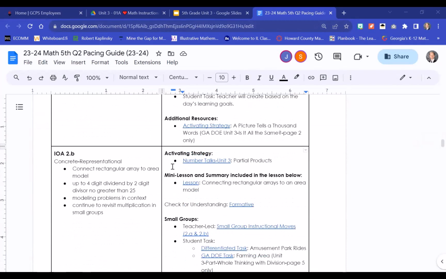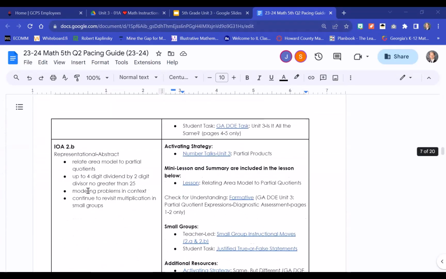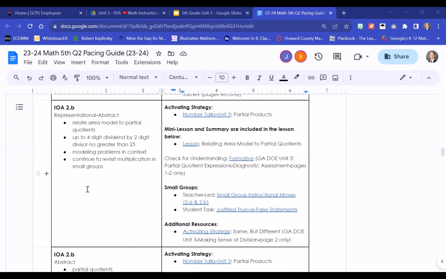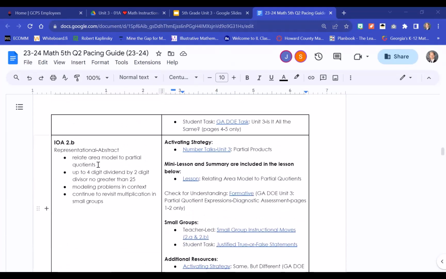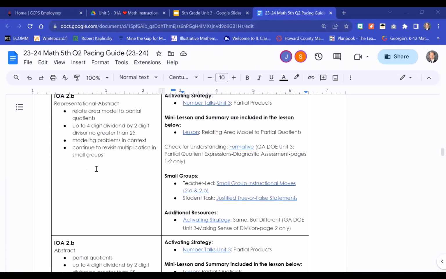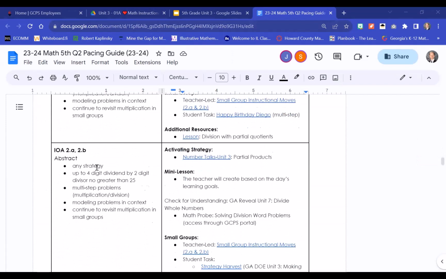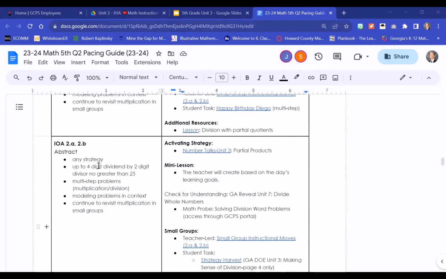Students will then explore the connection between rectangular arrays, concretely, and area models, representationally, for division. Abstract thinking is introduced through the partial quotient strategy. Just as with multiplication, you will notice that there are lessons that bridge concrete to representational and representational to abstract. The end of the progression for division brings back in multiplication as students explore multi-step problems involving both operations.